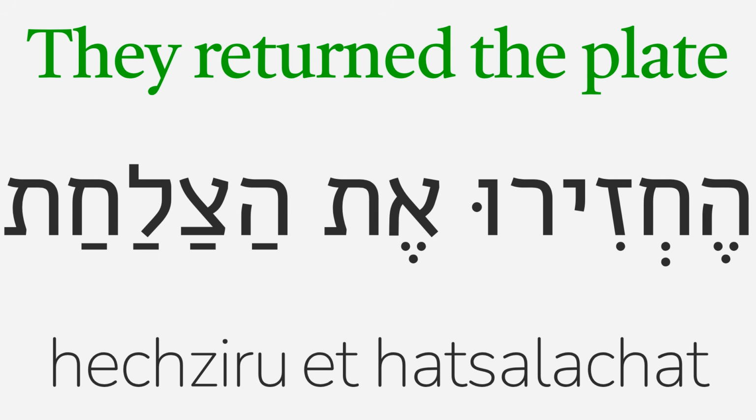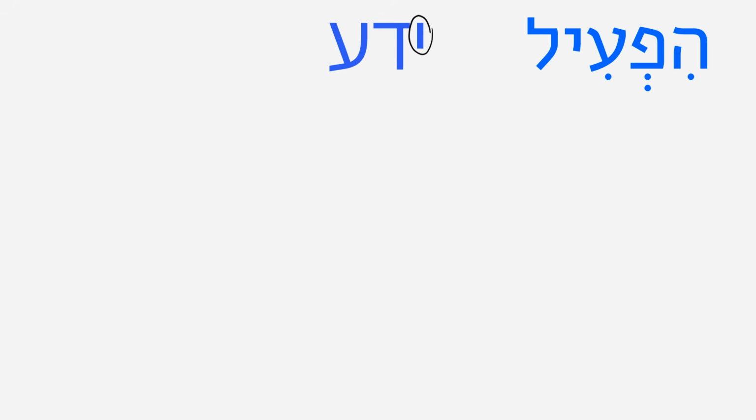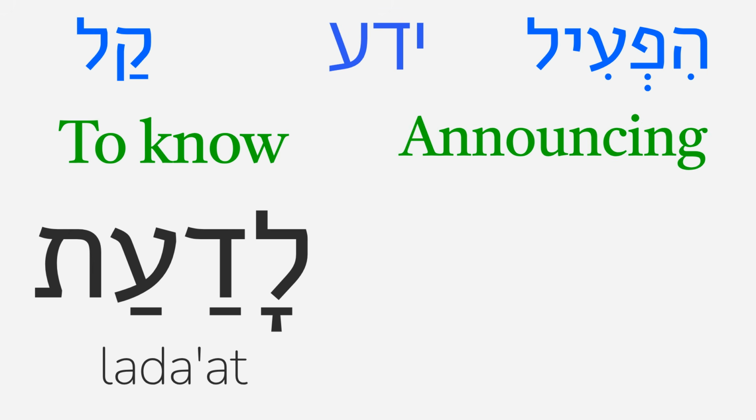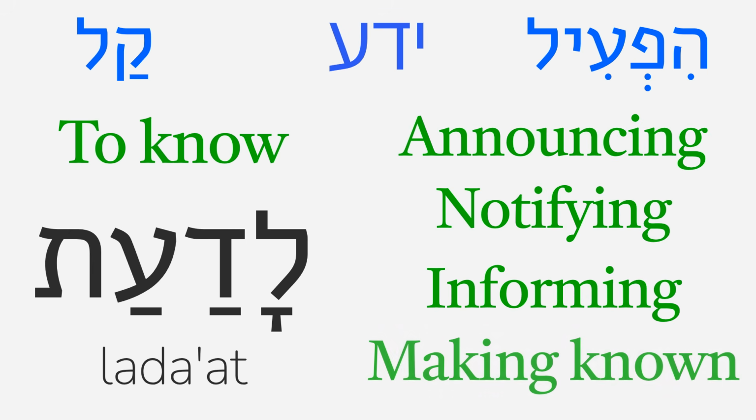The final kind of irregular Hiphil verb we've learned are those from roots whose first letter is yod. The root yod dalet ain can be used in the kal binyan, where it will also be irregular, lada'at, which means to know. When this root is used in the Hiphil, it will have a meaning of causing to know. That means announcing, notifying, informing, making known, etc. Let's make this infinitive, to inform.